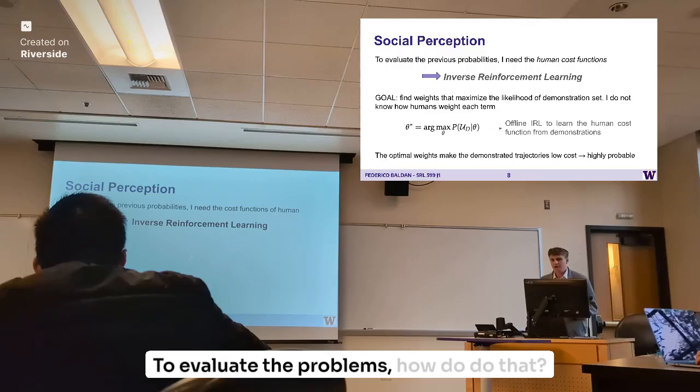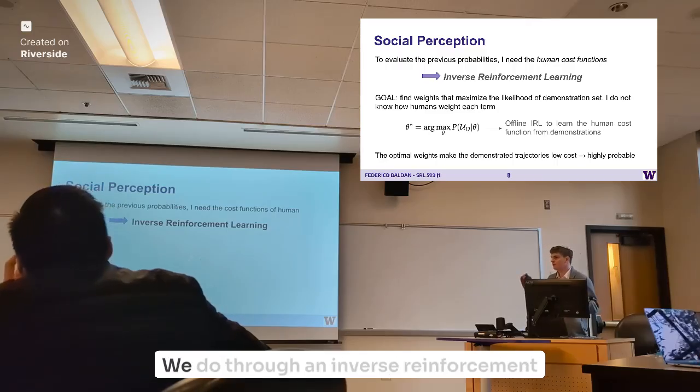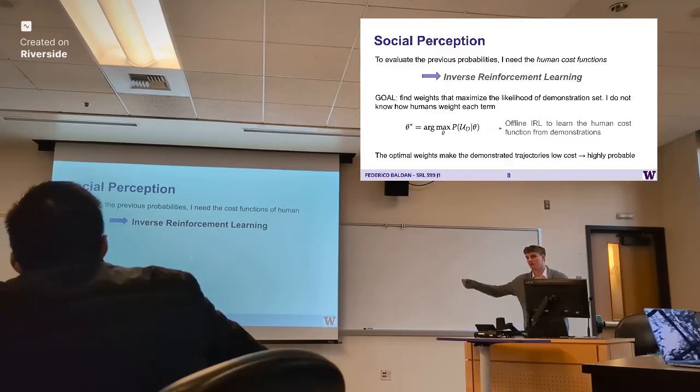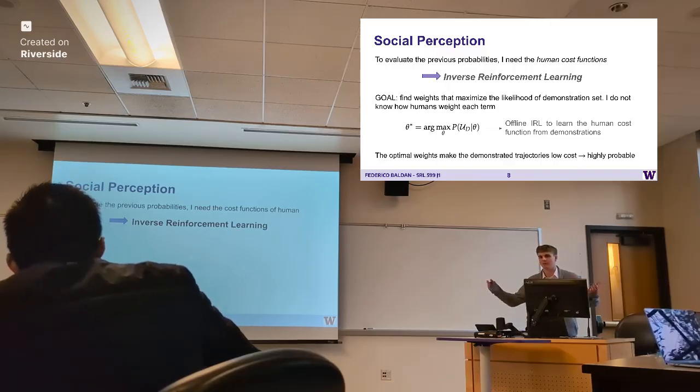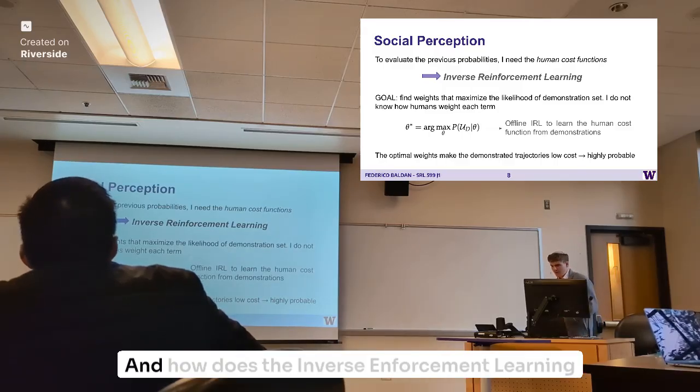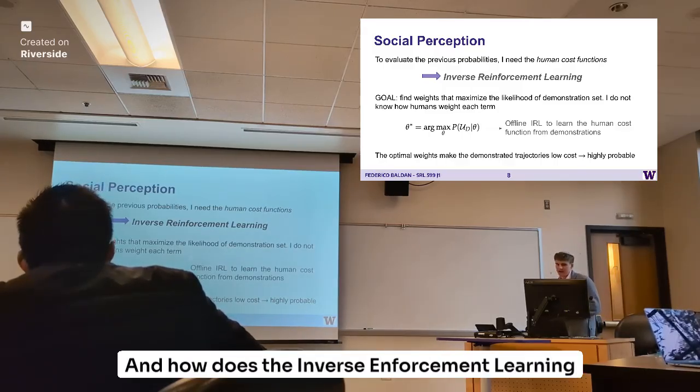To evaluate the problems, how do we do that? We do it through an inverse reinforcement learning algorithm, because I need to learn the cost function of the human. If I don't know what the humans are doing, I cannot know what I will do next. And how does the inverse reinforcement learning algorithm work?